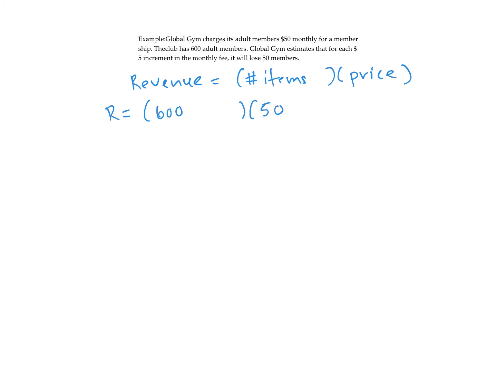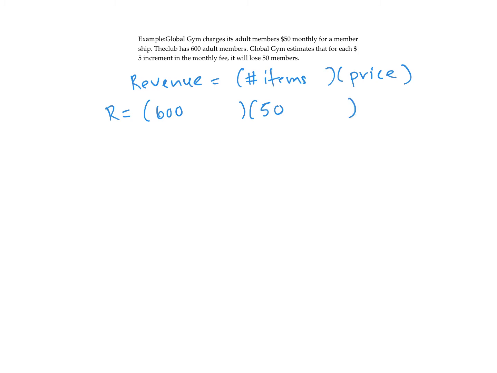Another common question is revenue. When you create revenue, you take a certain number of items and then you multiply it by the price of those items. That's how we figure out revenue. So how many items am I selling at what price? In this question, we have 600 people going to a gym, and the gym membership is $50.